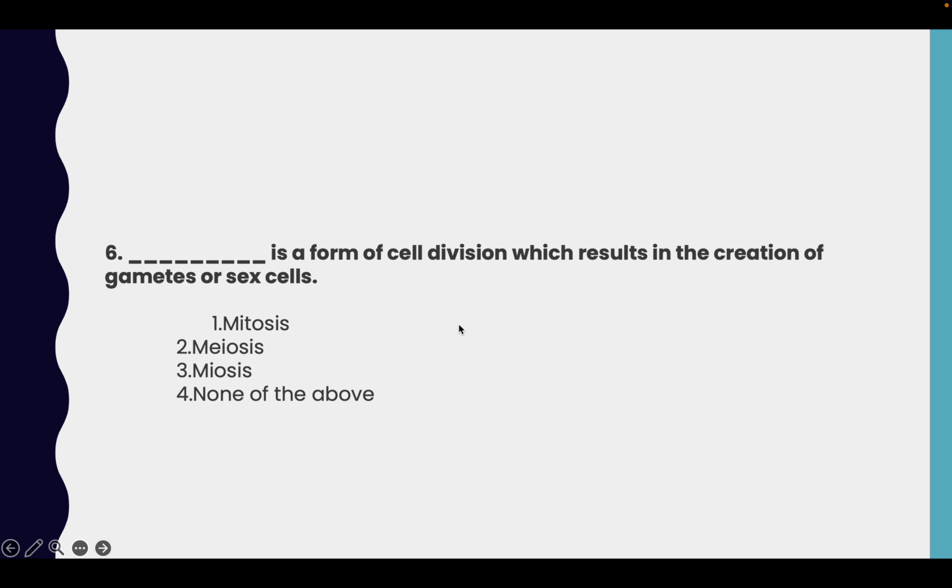Moving to next. Dash is a form of cell division which results in the creation of gametes or sex cells. Meiosis. Option 2, right. Okay, it is meiosis where the cell division happens and it results in the creation of gametes.